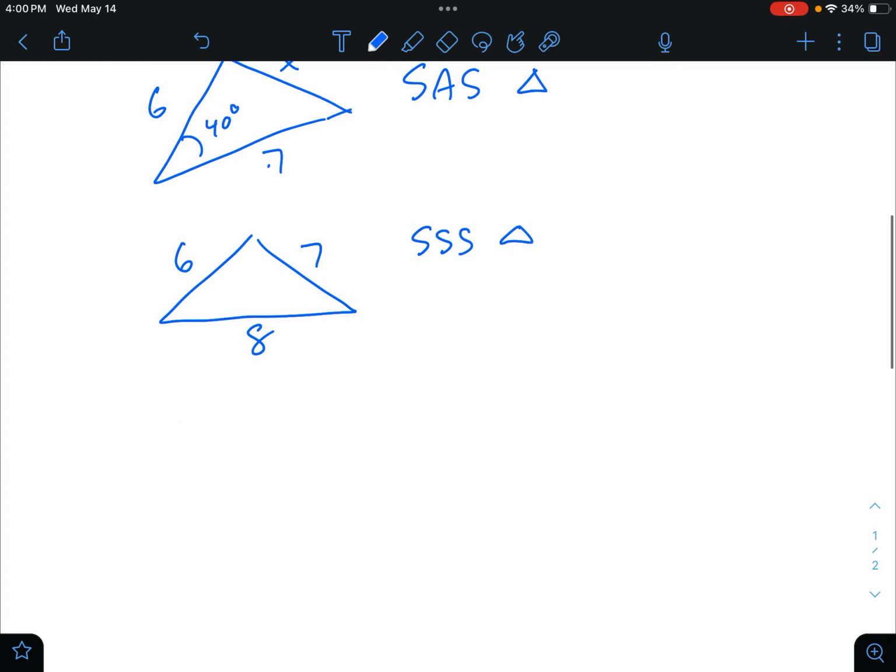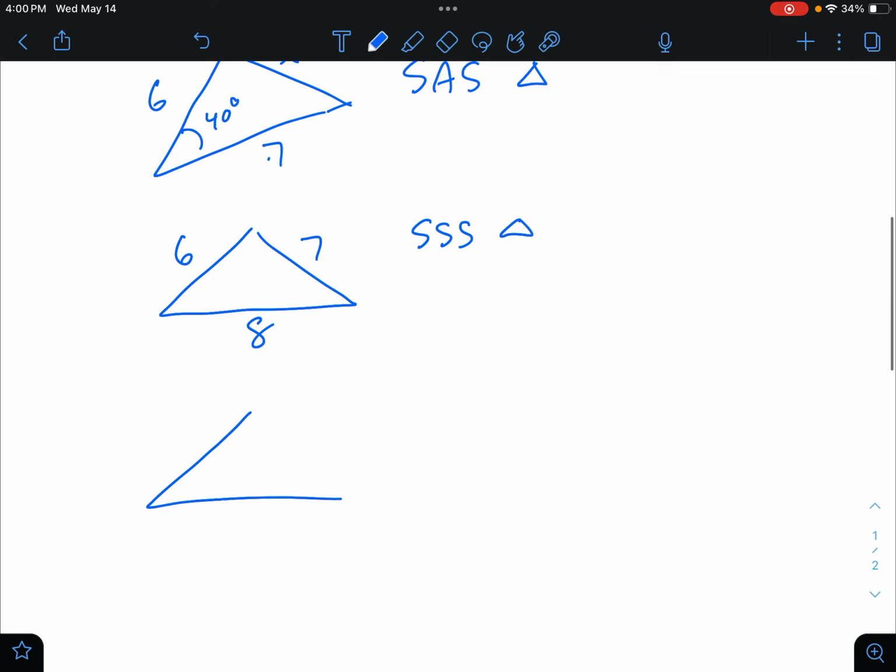If you have a scenario that looks like this, however, let me just make one up here. Let's say that's 70, this is 9, and this is 11. Okay? This is different. This is a scenario where I have an angle and a side across from it. So I have a pair of an angle and its opposite side. This one is actually sine law, and that's a totally different thing.